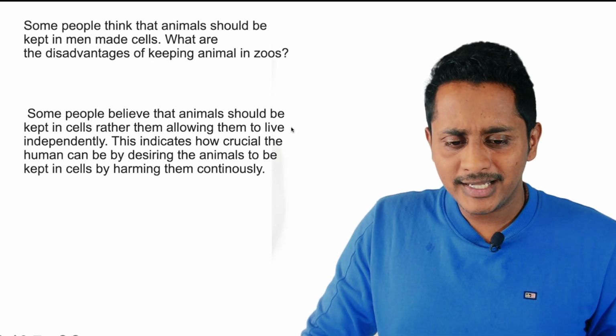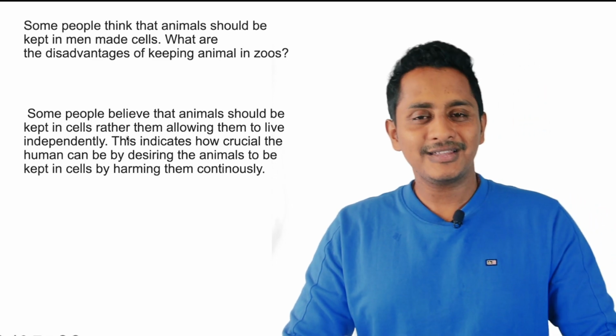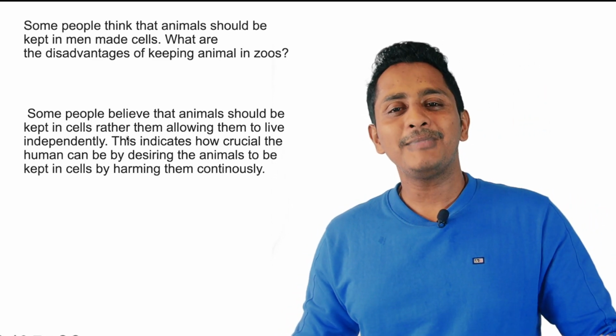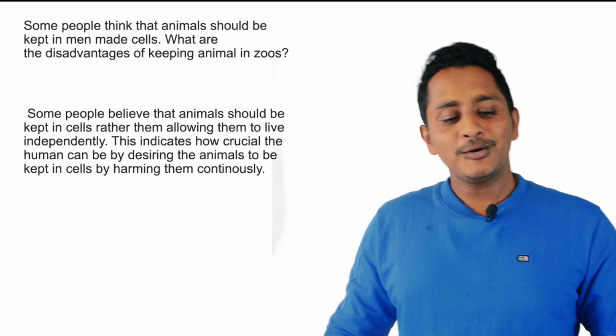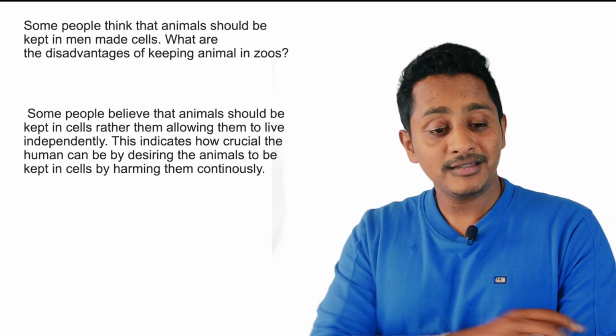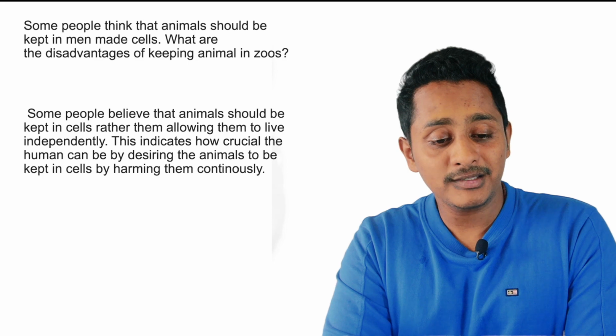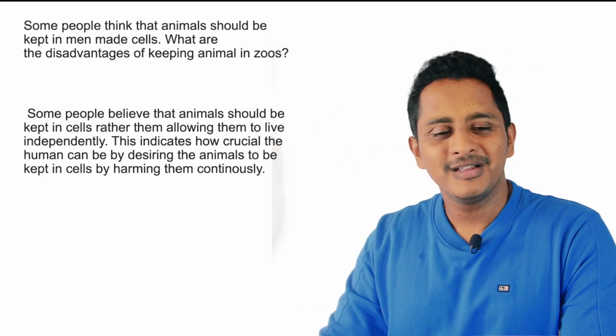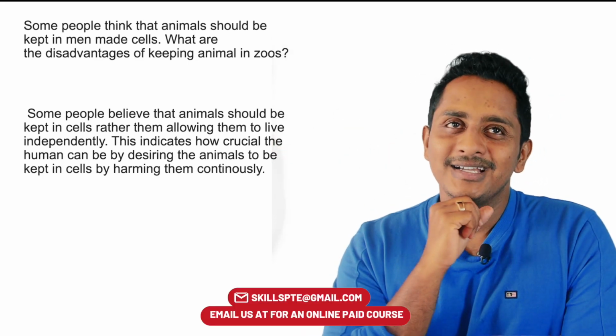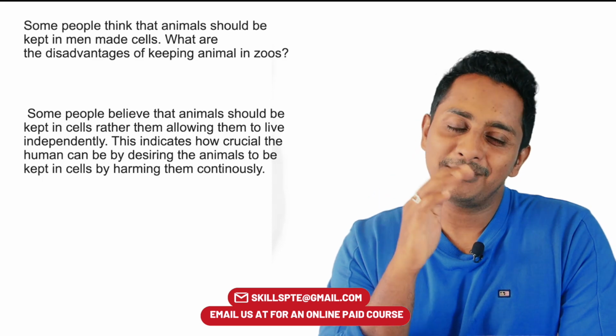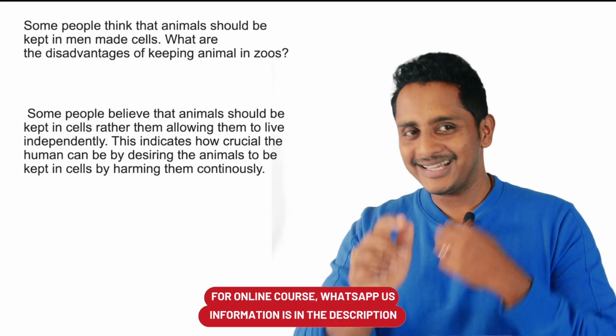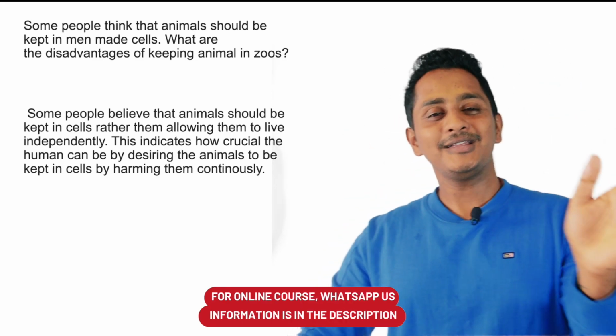Some people believe that animals should be kept in cells rather than allowing them to live independently. This indicates how cruel the human can be by desiring the animals to be kept in cells, by harming them continuously. All this is not required. This essay will talk about the disadvantages of animals being kept in zoos. I need that line, it is missing. Whatever is required is not there.